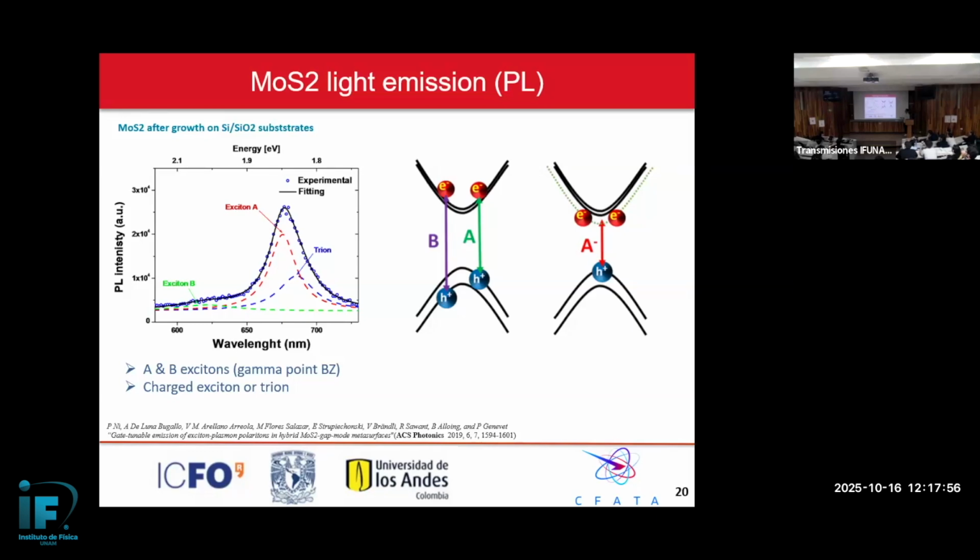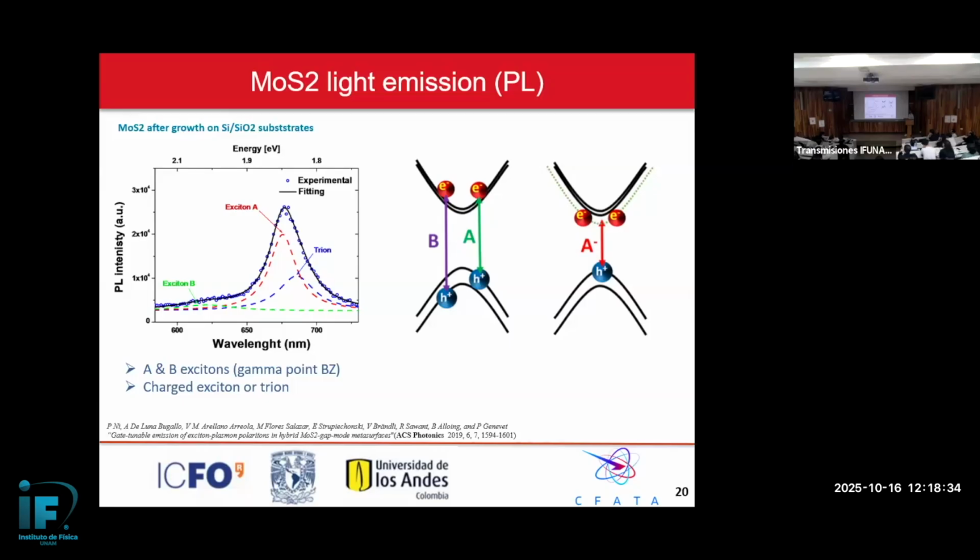Yesterday, I was asked if there are also many-body particles in this situation. Yes, there are. We also have the creation of a three-body particle, which is composed, in this case, since molybdenum is intrinsically an N semiconductor, of two electrons and a hole interacting with each other. That is what we call a charged exciton, or a trion.